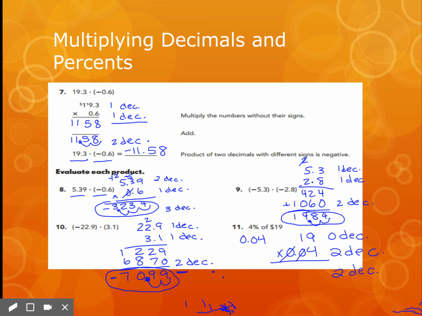4 times 9 is 36. 4 times 1 is 4. Plus 3 is 7. So I'm going to put my decimal back in. 1, 2 spaces. And I put a 0 in the ones place for good measure. So 4% of $19 is 76 cents. And that's it for multiplying decimals and percents.